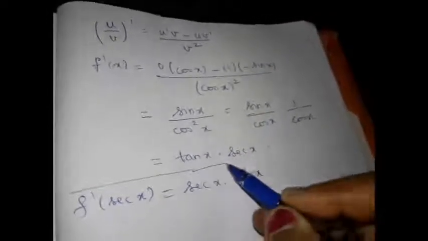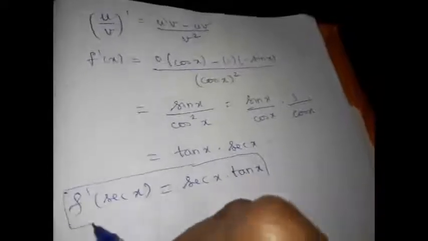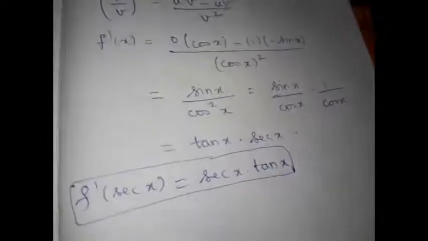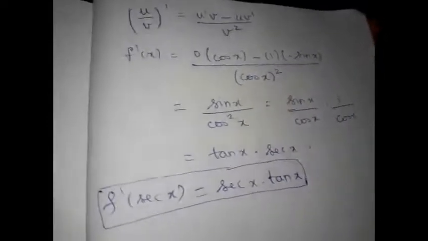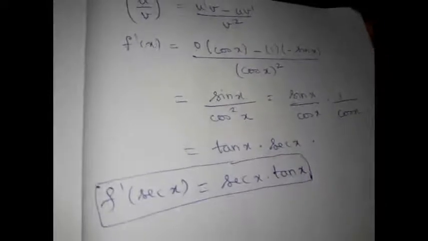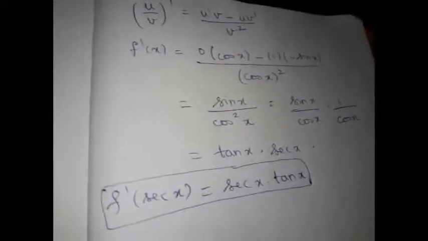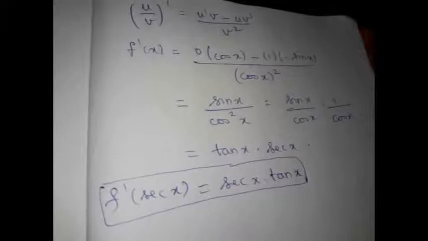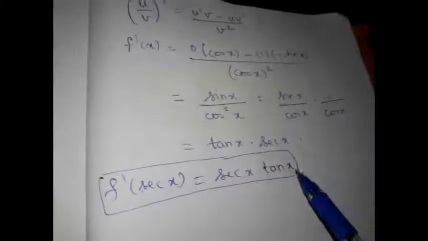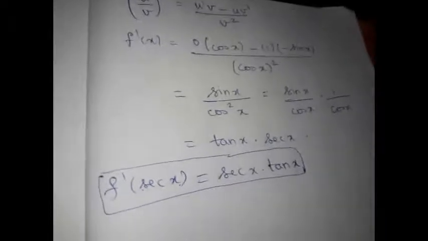So this also you have to remember. We will be using it in the forthcoming problems. Differentiation of secant x is secant x tan x. As we know, differentiation of sin x is cos x, differentiation of cos x is minus sin x, differentiation of tan x is secant square x. Similarly, differentiation of secant x is secant x tan x, right? Hope you got it.